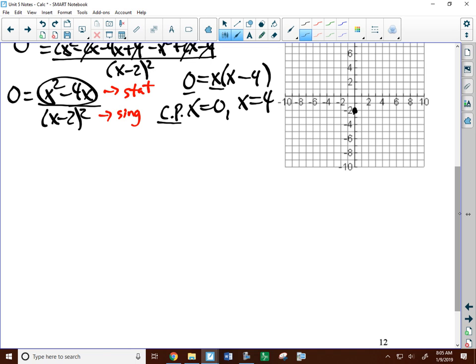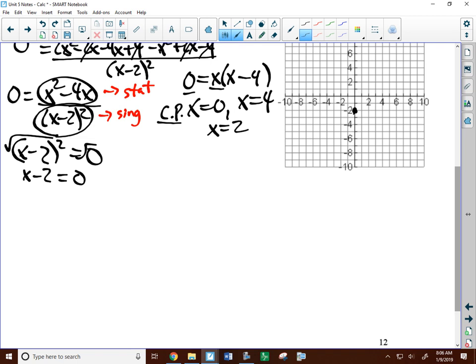And then over here, let's set the denominator equal to 0. x minus 2 squared equals 0. Hopefully you can make a good guess that we're going to get 2, right? I can do a square root. This will be x minus 2 equals plus or minus 0, which is 0. And then add 2. So I'm going to throw it up here. Right, so 3 critical points: 0, 2, and 4.